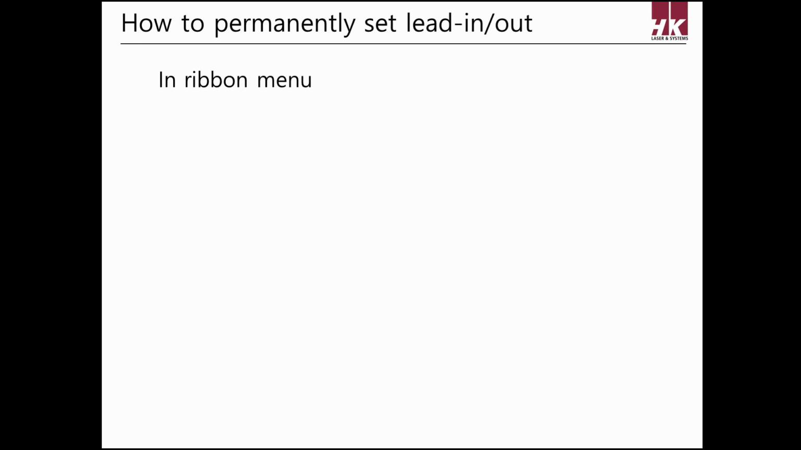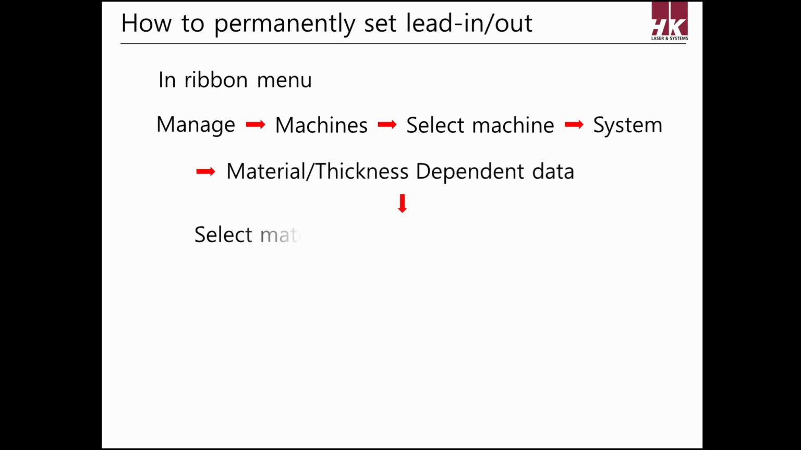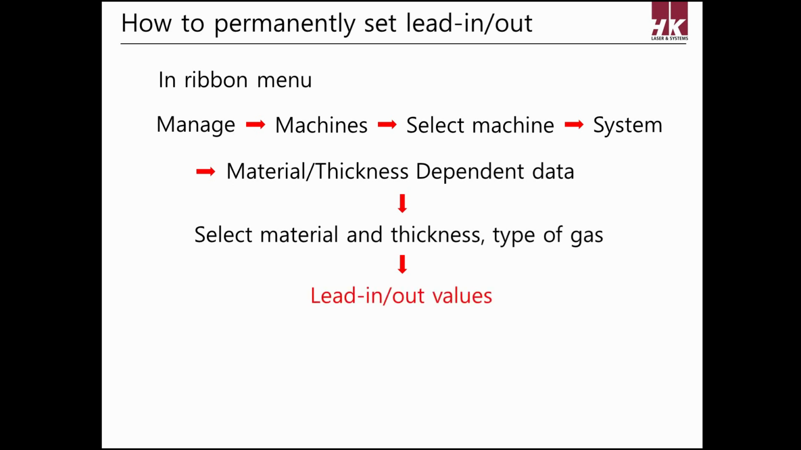Ribbon menu in the main screen: Manage, Machine, select Machine, and select System. Click Material Thickness Dependent Data. Select Material, Thickness, and Gas. Click Lead in Out Value or Automatic Lead in Out Values.